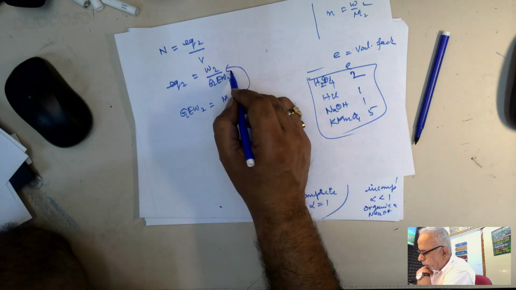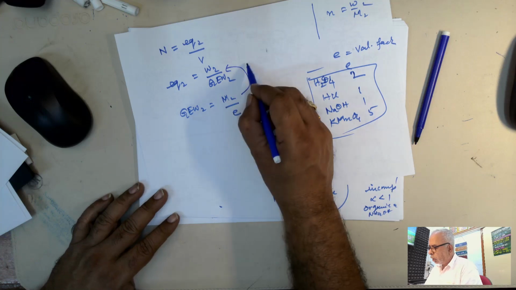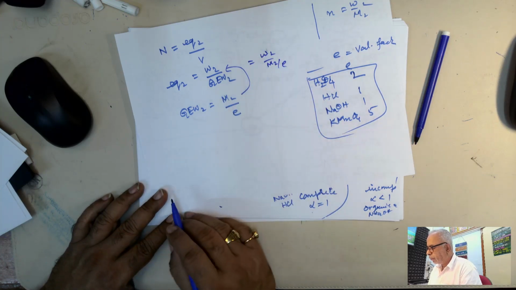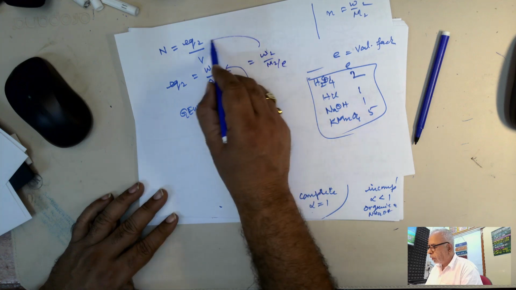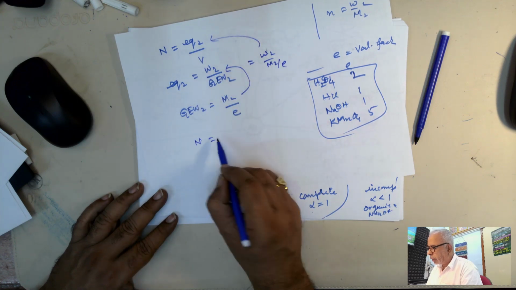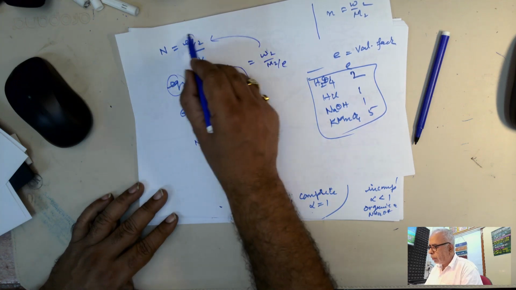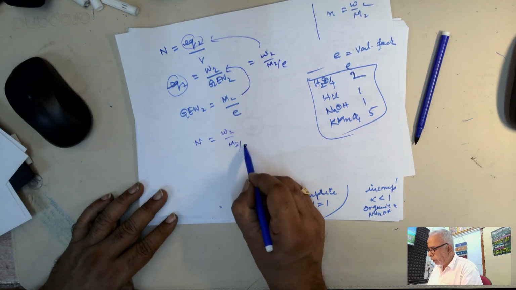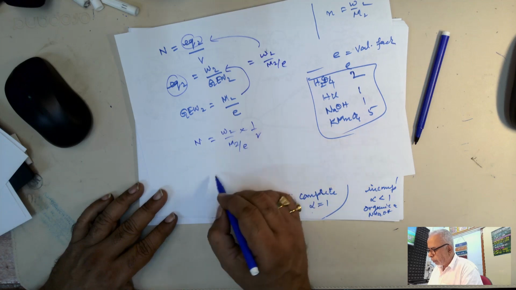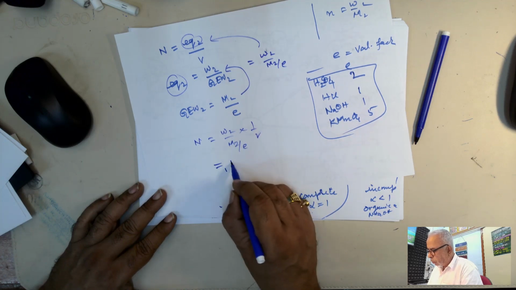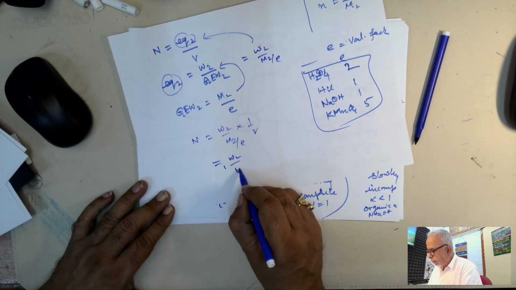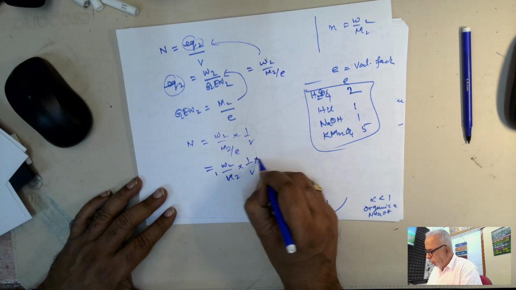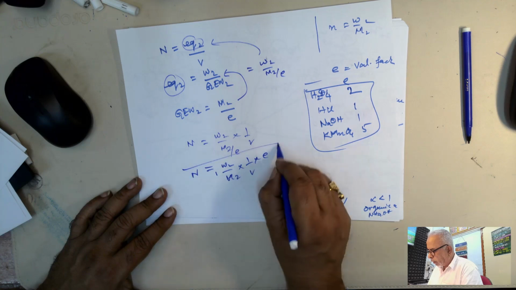You can replace this. So what it becomes, this is equal to W2 by M2 by E, right? And this can further be substituted here. Therefore, N is equal to, instead of equivalents, you can substitute W2 by M2 by E into 1 by V. It means that N is equal to W2 by M2 into 1 by V into 1 by E. So this is normality.